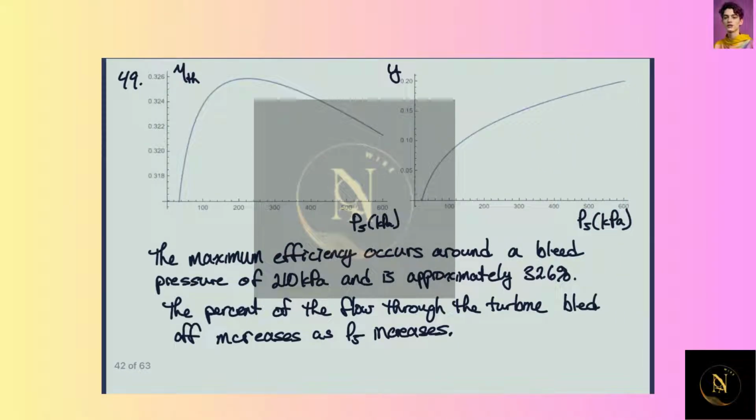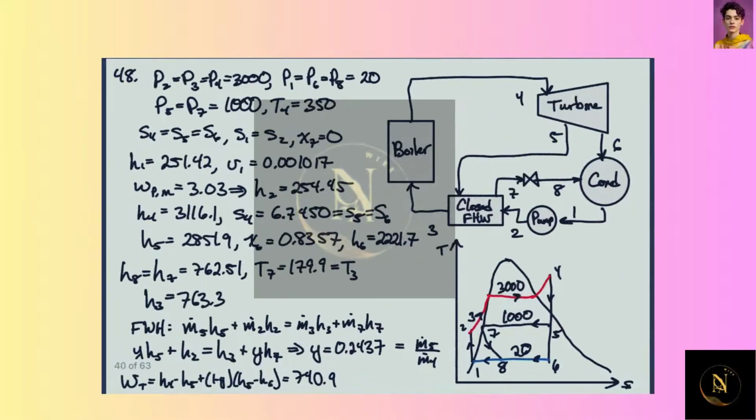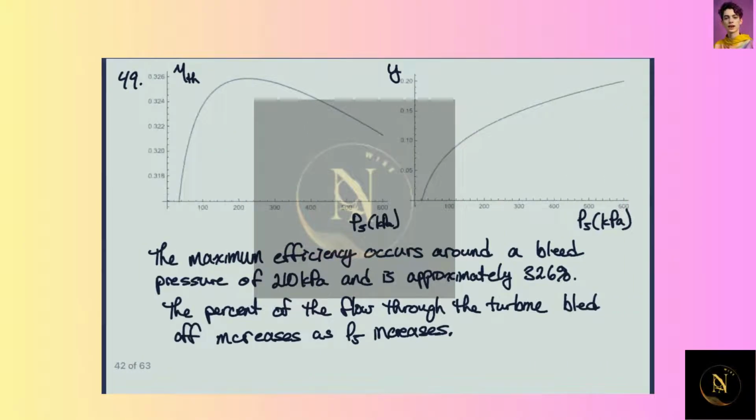So then I looked at Y. Again, that's the ratio of the mass flow of this to the mass flow in. So basically it's the percentage by mass of what we're bleeding off. And that continuously increases as you increase the bleed pressure from 20. It's zero at 20 kilopascals because essentially we're not bleeding anything off, we're just taking it through.